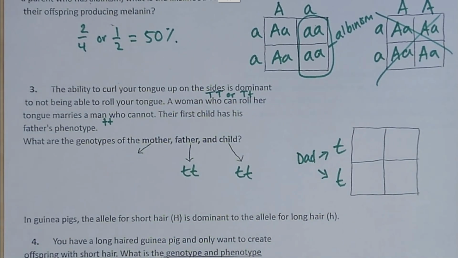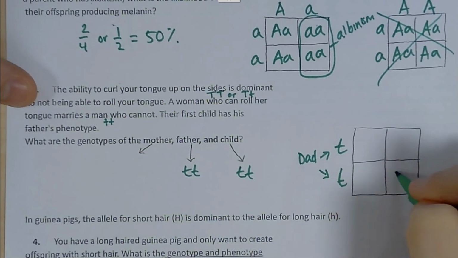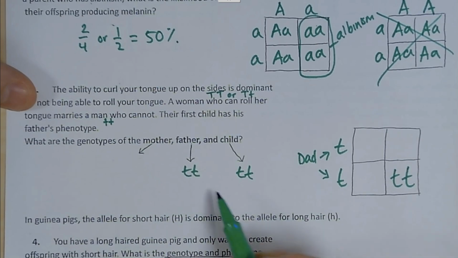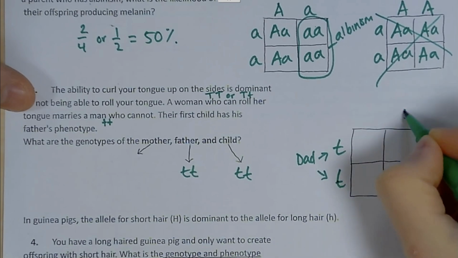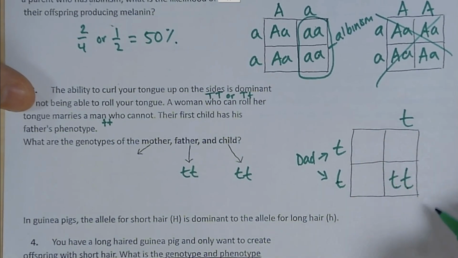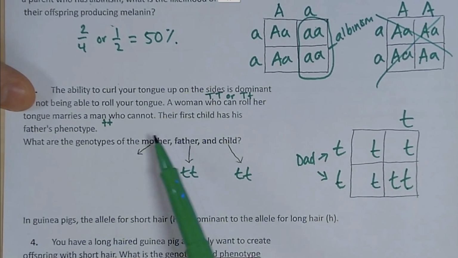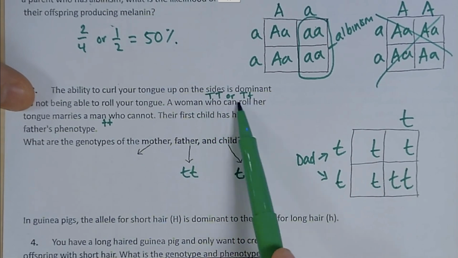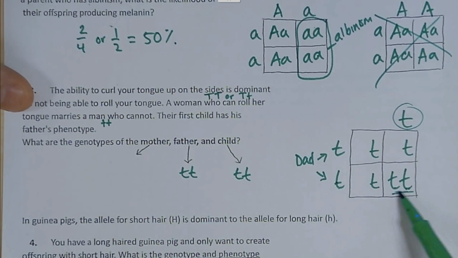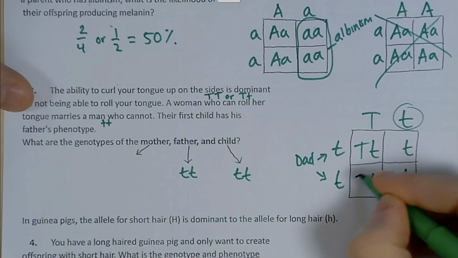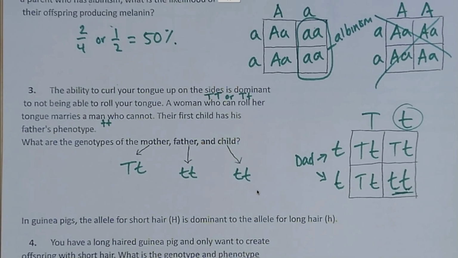And now we got to figure out what mom can be. Well, if we know the kid can't roll their tongue, I'm just going to put little t, because that's the only way, because it's the father's phenotype. Well, this has got to go over here. This has got to go up here. And we'll figure this out. The mom is either big T big T or big T little t. It's got to be big T here, because we already know that this, due to right here, has got to be big T. So the mom has got to be heterozygous. And you're going to go ahead and finish the rest.